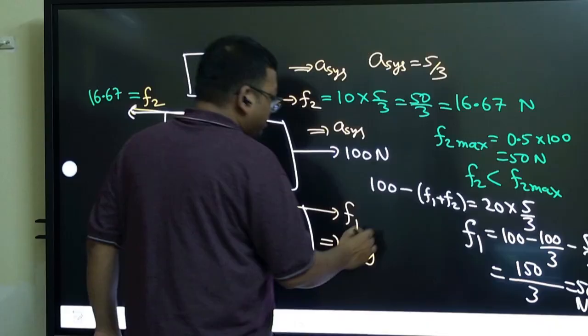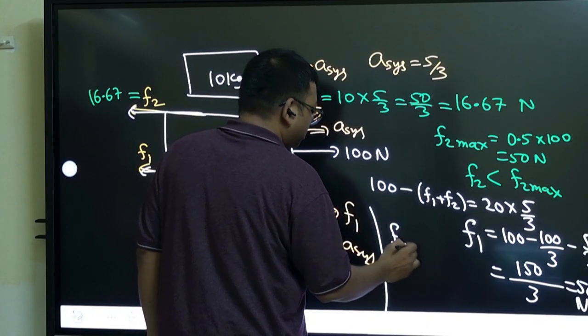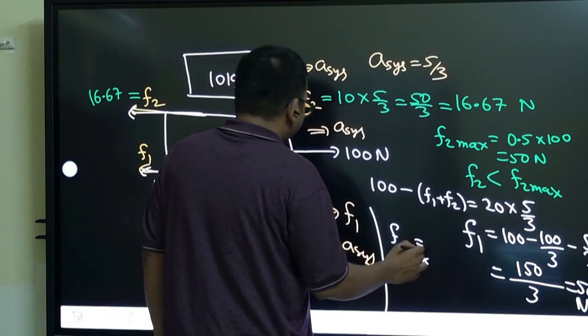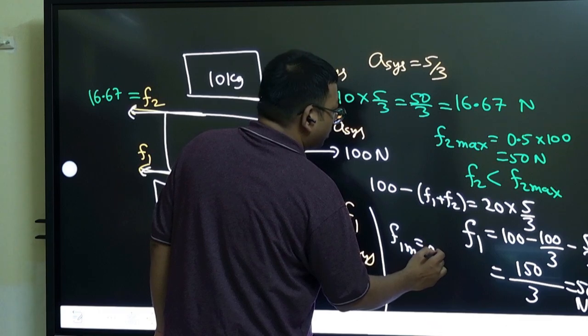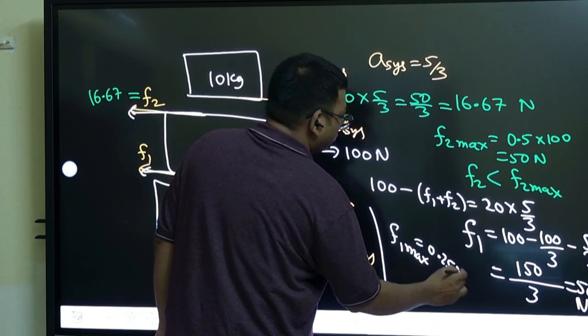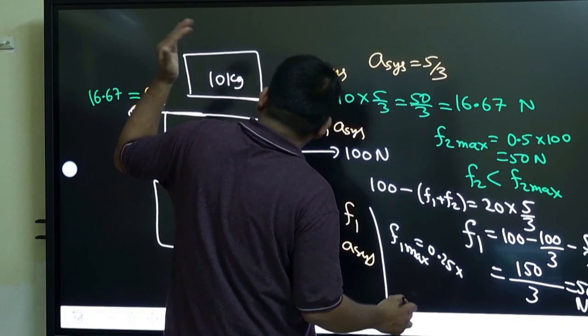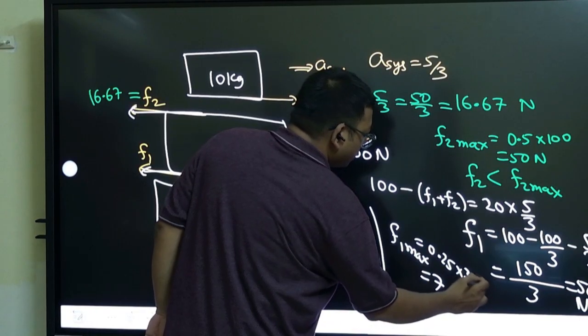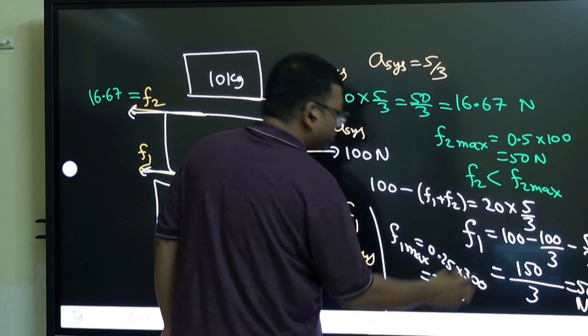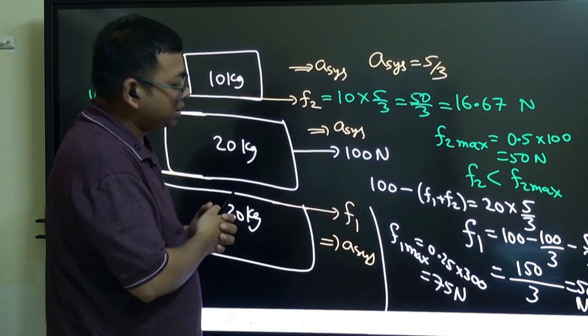And what is the maximum value of F1? That also you calculate. Mu here is 0.25. And here total weight you have to take. So 30 you have to take. So that is 0.25 into 300. So 75 Newton is maximum. So that 50 is coming less than 75.